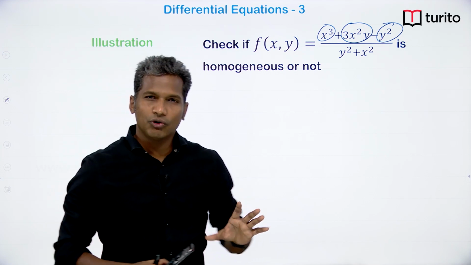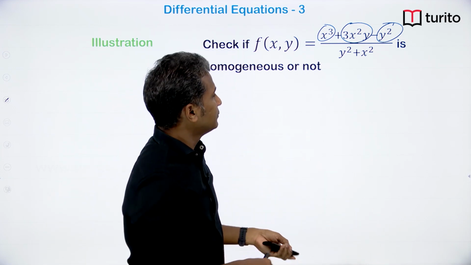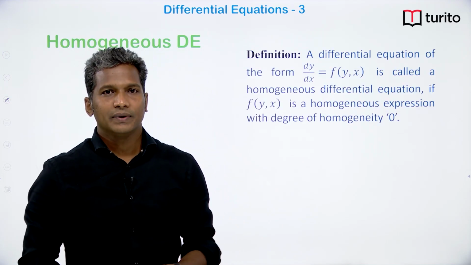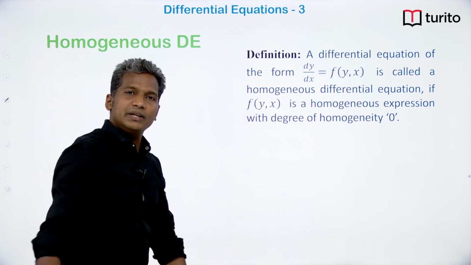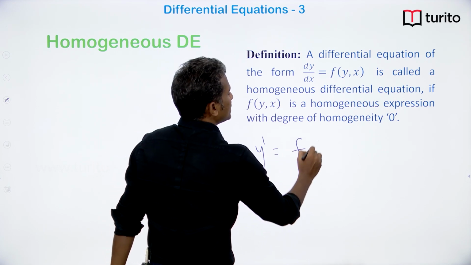So, we have understood what is a homogeneous expression and what is not, right. Now, let us look at the homogeneous differential equation. In general, a homogeneous differential equation looks like this: y dash is equal to some expression.